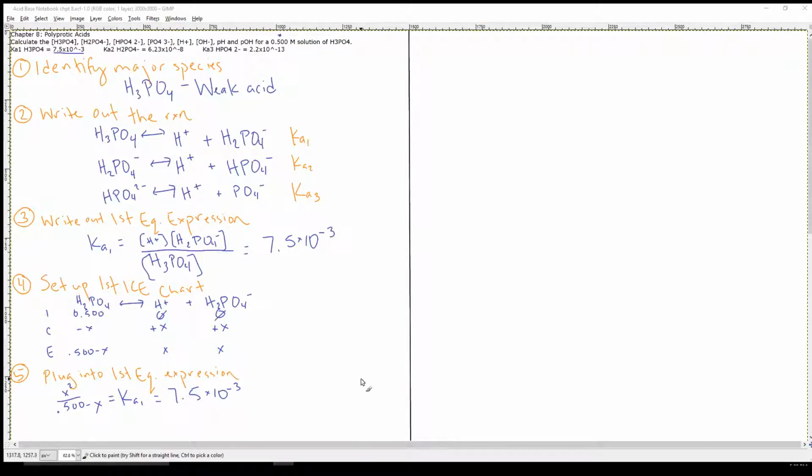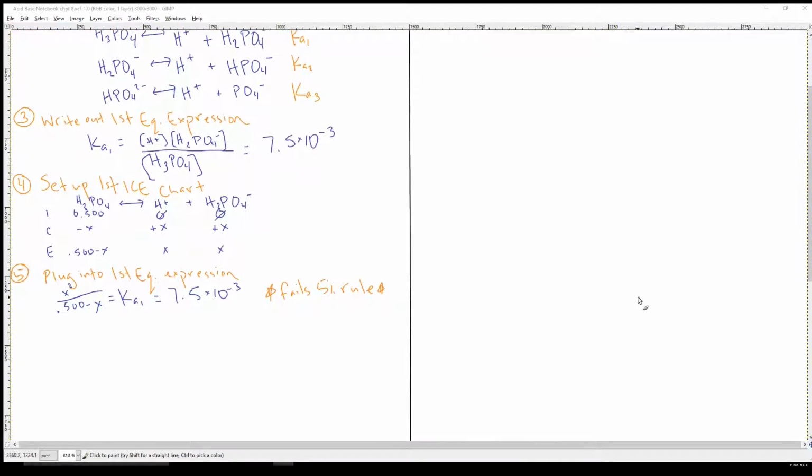Okay, so right now you could assume that x is small and solve for x that way. However, spoiler alert, it's going to fail the 5% rule test. It will fail it. So I'll put that note on here. If you were to do the small x assumption, it fails the 5% rule. So in order to make this video shorter, I'm just going to spoil that for you and go on. Since it fails the 5% test, that means we need to use the quadratic. So I'll put that on here too. Use quadratic.